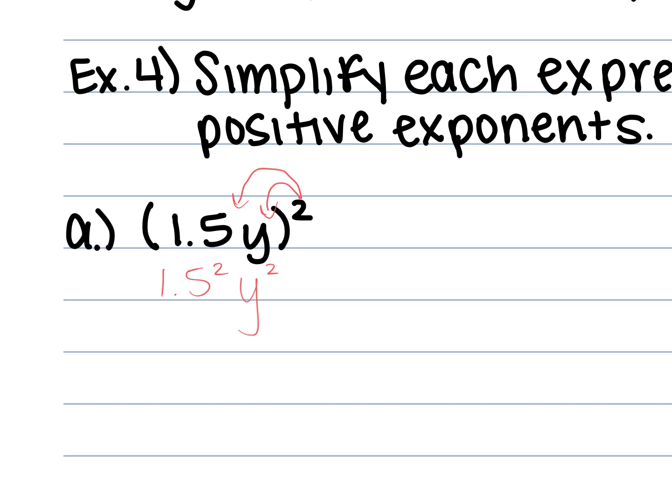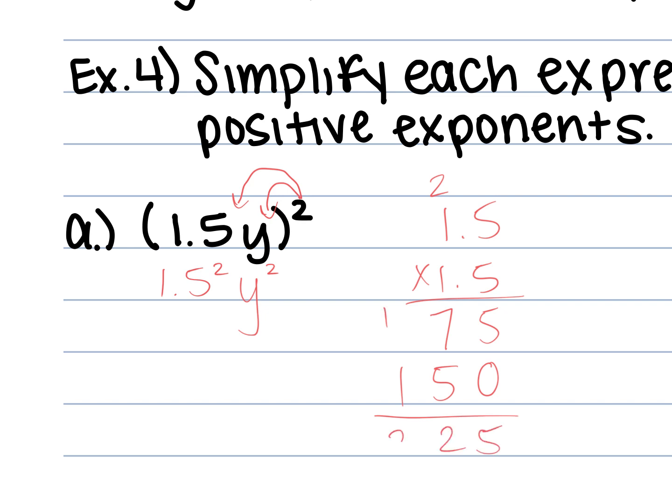Now, we do know how to calculate 1.5 squared. How do we calculate that? It's not 3. When it's 1.5 squared, it's 1.5 times 1.5. So let's do that on the right. Let's multiply them out. 5 times 5 gives me 25. Bring up the 2. 5 times 1 is 5. Plus 2 is 7. Bring down a 0 for a placeholder. 1 times 5 is 5. 1 times 1 is 1. So I'm going to get 225.